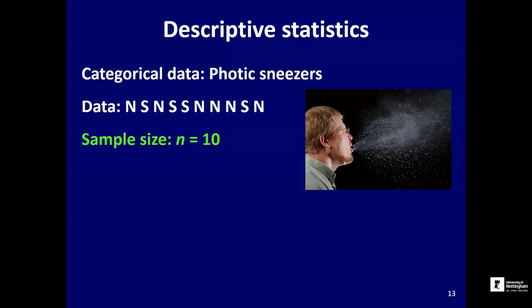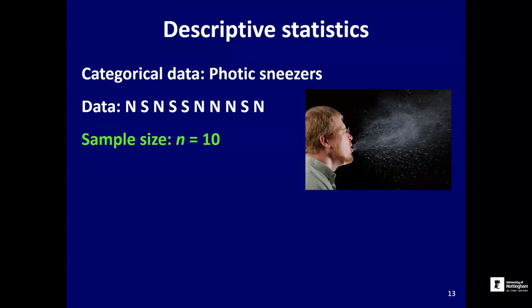Okay, so let's imagine, and if we were in person, what I would do is actually ask you in the lecture theatre to find out. Let's imagine we sample people for whether they are or are not photic sneezers, because some people this just doesn't seem to happen to, and others it does. So imagine I've asked 10 people and I've found out that 4 of them sneeze and 6 of them don't. What can I say about that data set, a categorical data set where each individual is classified as either a non-sneezer N or a sneezer S?